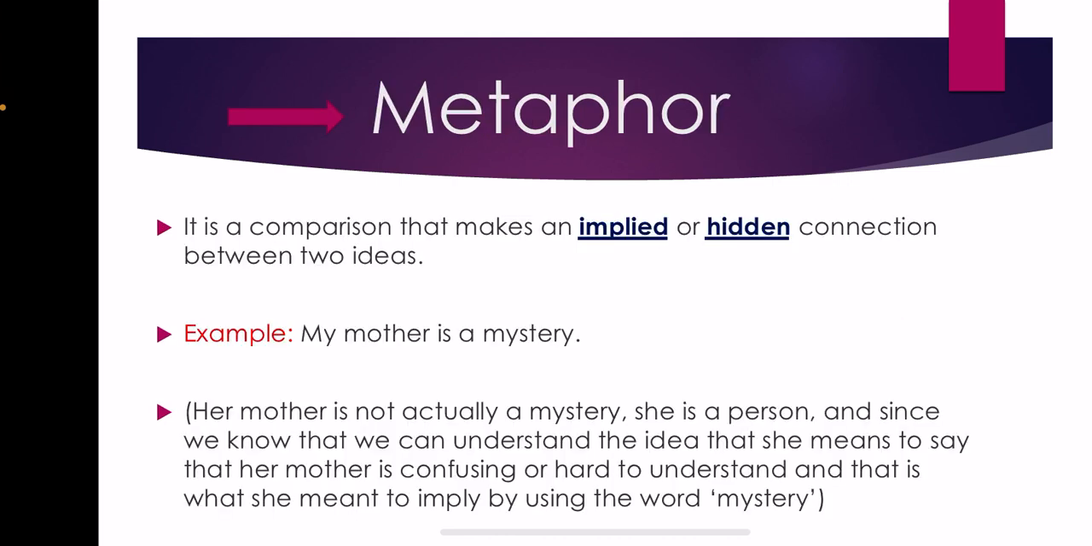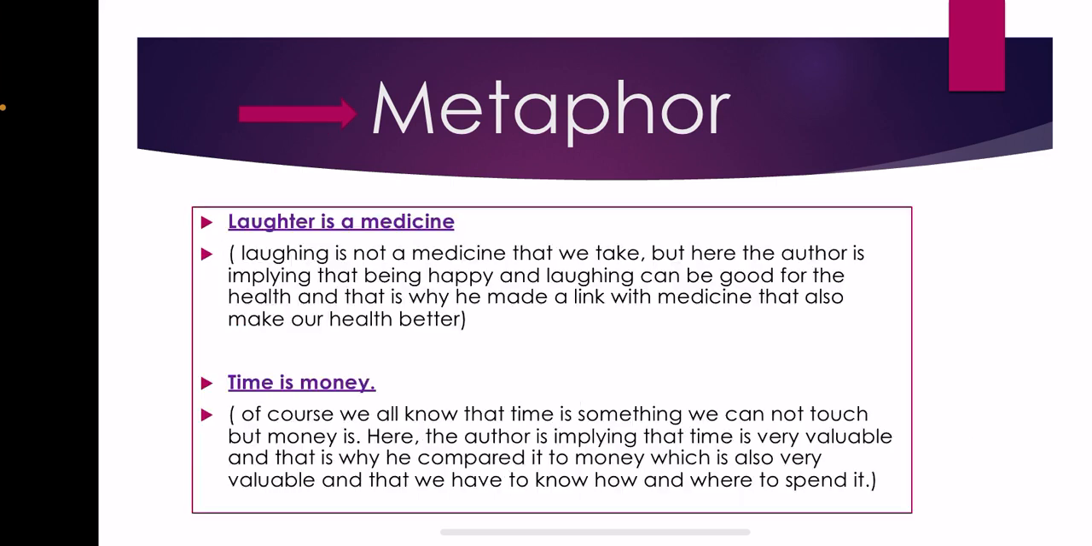Now the metaphor. The metaphor also compares two ideas or two objects, but the meaning is implied or hidden. We don't use words such as "like" and "as". No, the meaning is implied. For example, my mother is a mystery. Here, the author is not saying that her mother is an actual mystery, but she is implying that her mother is a confusing person or a person who is hard to understand, and this is a metaphor.